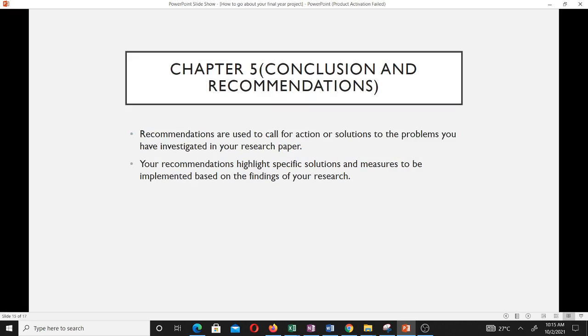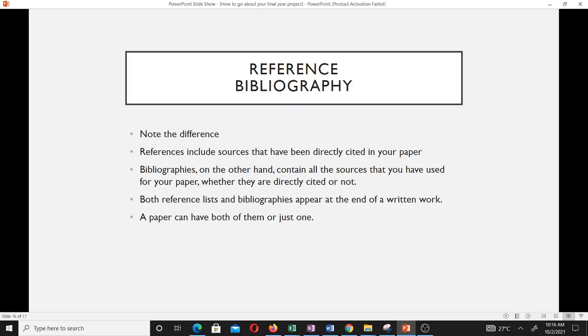Then the recommendations are used to call for actions or solutions to the problems you have investigated in your research paper. So after investigating that problem, you have gotten some findings. So you recommend that based on those findings, this should be done, this should be done, that should be done, right? You get it? Those are the recommendations. So your recommendations highlight specific solutions and measures to be implemented based on the findings of your research. That's it.